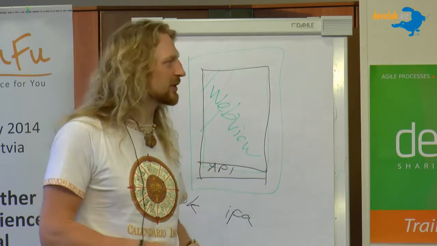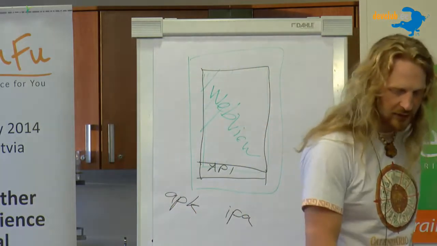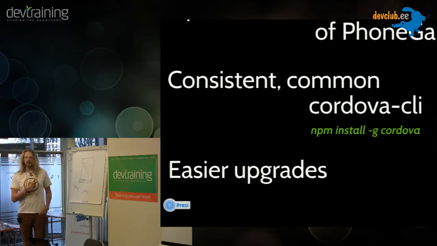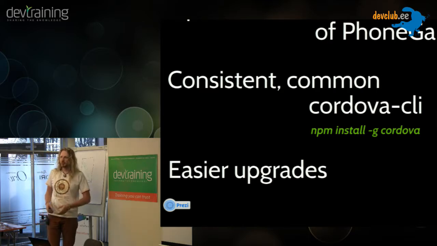We use our own build servers. It's easier to have them in control. And the cool thing about Cordova 3, why I like Cordova 3 and not 2, is that it also has a nice command line interface, which is completely cross-platform.